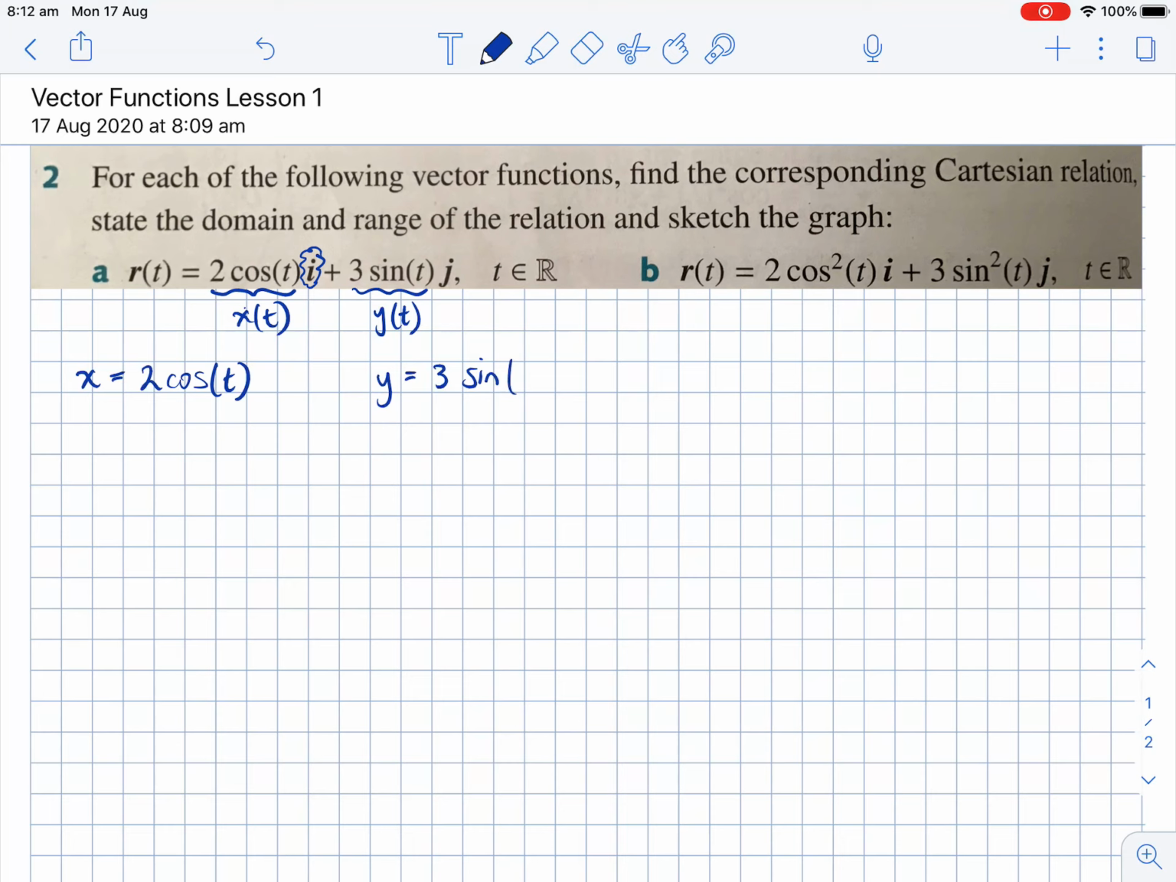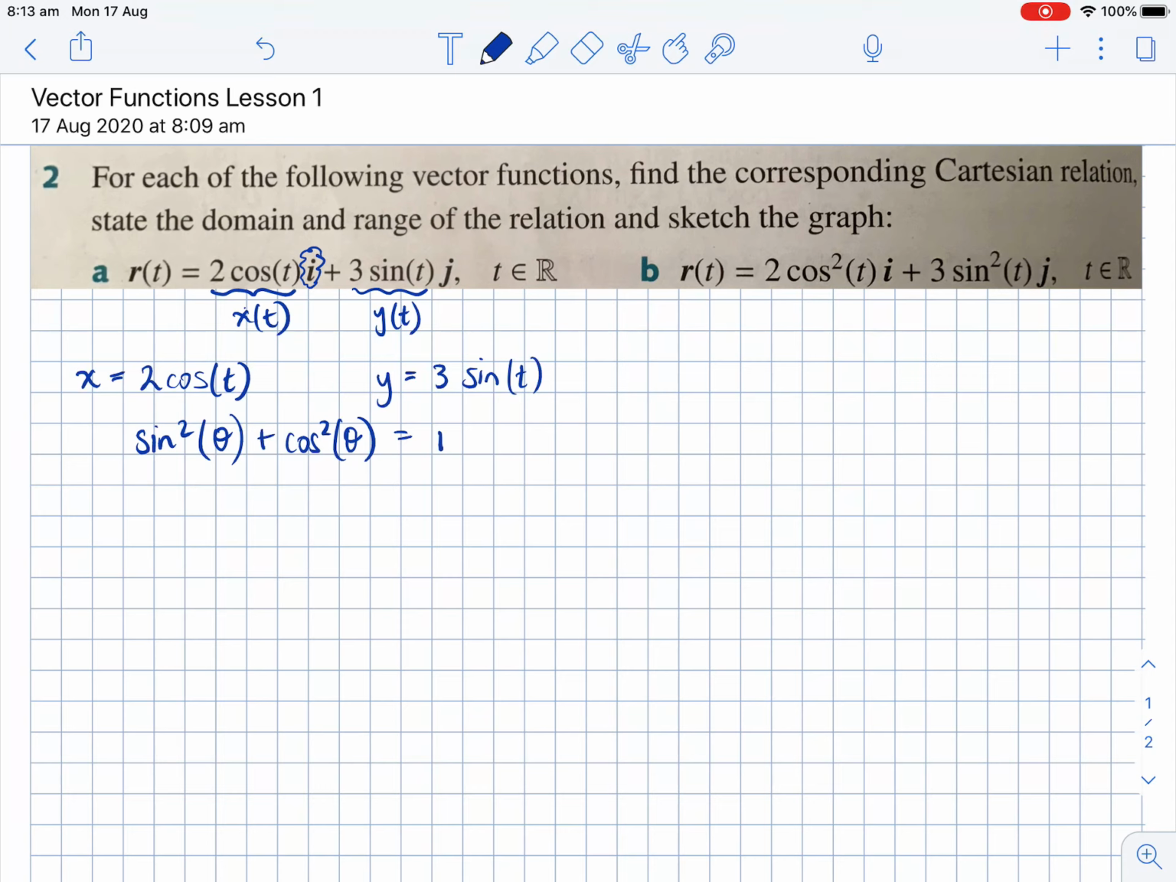Now the hint that I gave you in our notes is when my x function and my y function are trigonometric functions, then what I usually end up doing is using a trig identity to turn this into a Cartesian equation. And in this particular case, when I have sine and cos, I always end up using the trig identity that sine squared theta plus cos squared theta equals 1.